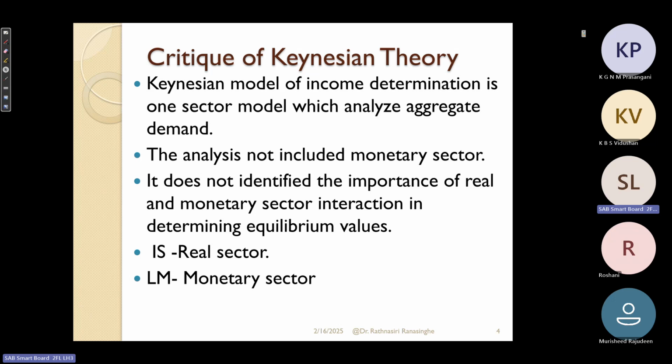Now you see clearly the IS-LM. IS represents the real sector, the goods market. LM represents the financial market. LM denotes money demand and money supply. IS means investment and savings. So investment and savings are important variables in the real sector.